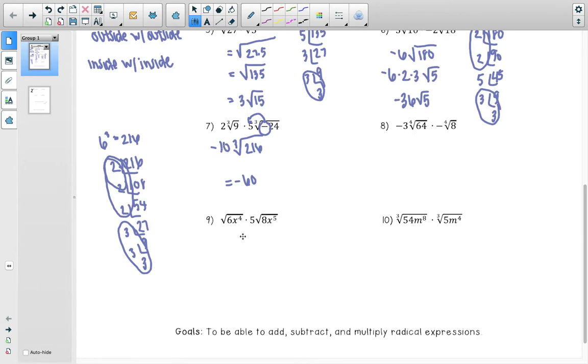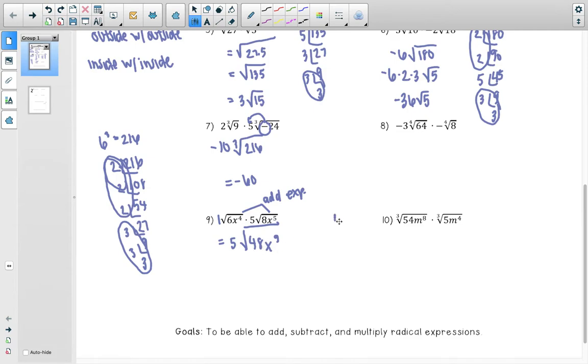Okay, so now with some variables. Same process. You're going to multiply the inside with the inside and the outside with the outside. The outside is 1, and that's 5, so you have 5. And then you have 6 times 8, which is 48. And then the x's, you have to remember you add exponents when you multiply, so it's x to the 9th power. And we are in square roots.